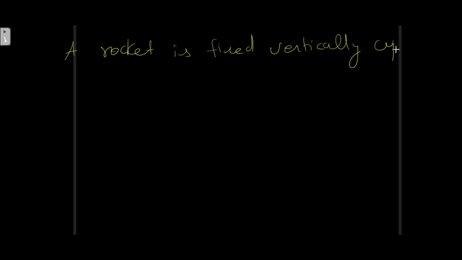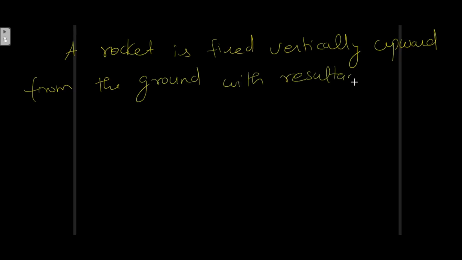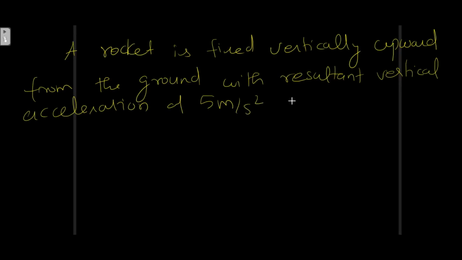Then, a rocket is fired vertically upward from the ground with a resultant vertical acceleration of 5 meter per second square.